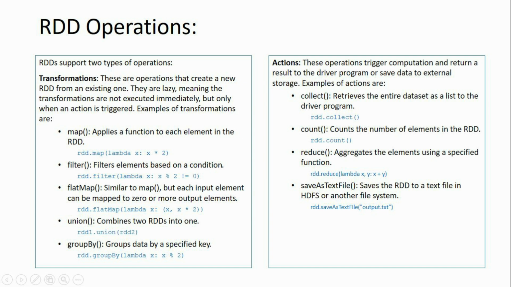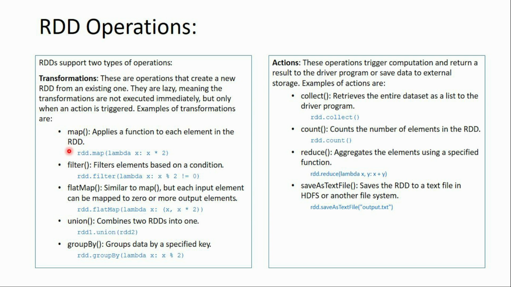RDDs support 2 types of operations that allow us to manipulate data in a distributed environment: transformations and actions. Transformations are operations that create a new RDD from an existing one. They are lazy, meaning they don't execute immediately. Instead, they are executed when an action is triggered. Let's explore a few examples of transformations in PySpark.